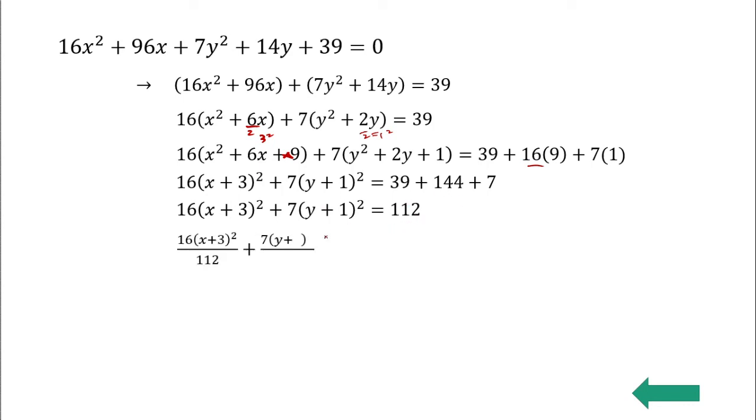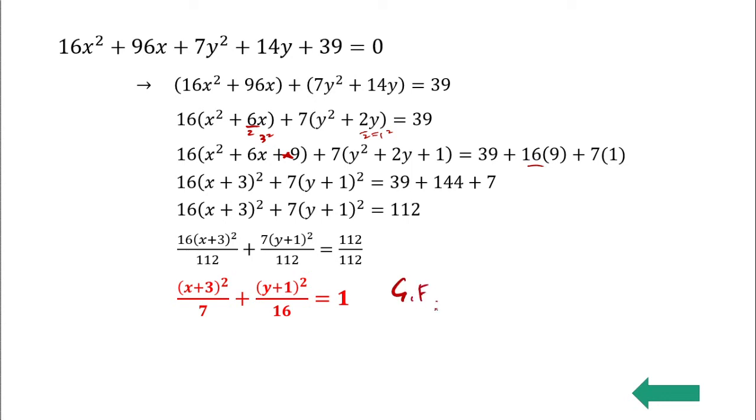So 16 times quantity x plus 3 squared over 112 plus 7 times quantity y plus 1 squared over 112 equals 112 over 112. So magiging x plus 3 squared over 7, because 112 divided by 16 is 7. And 112 divided by 7 is 16. Alright? So quantity y plus 1 squared over 16 equals 1. So this is the standard form.